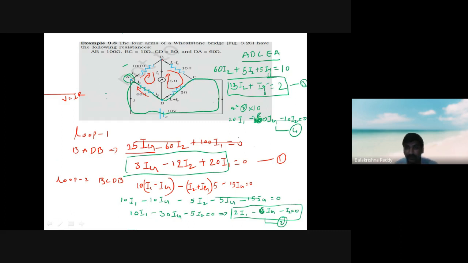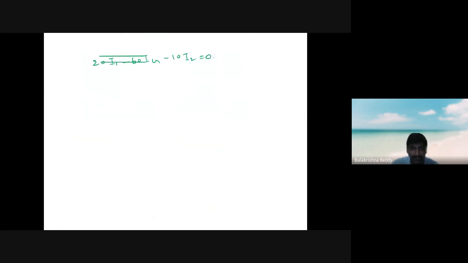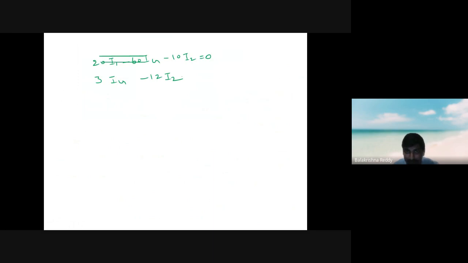Okay. So now 20 I1 minus 60 Ig minus 10 I2 equal to 0. Is that right? Minus 60 Ig minus 10 I2. And what is equation 1? 3 Ig minus 12 I2. And next, plus 20 I1 equal to 0.